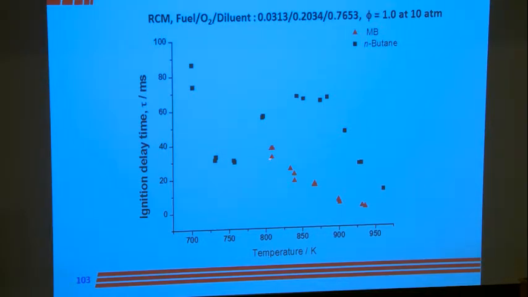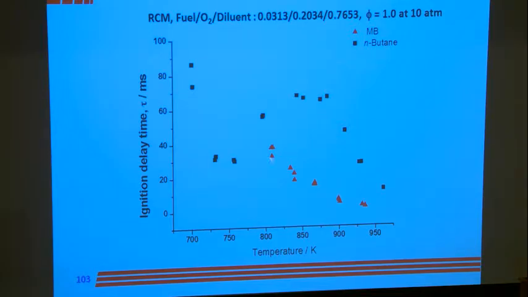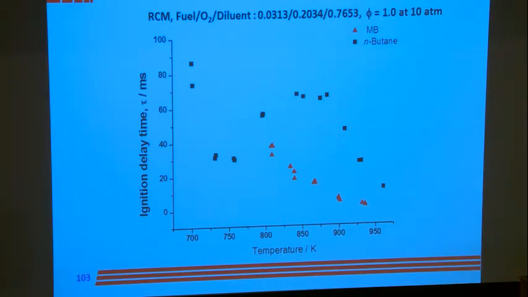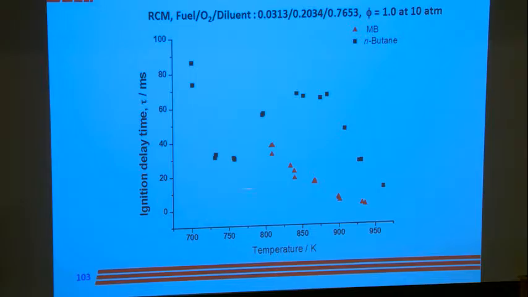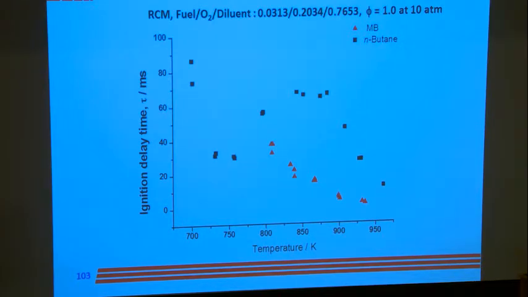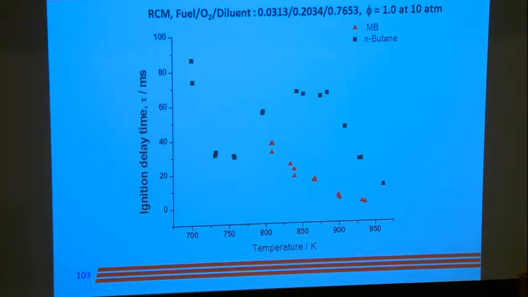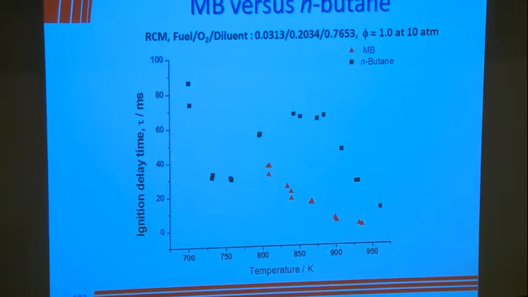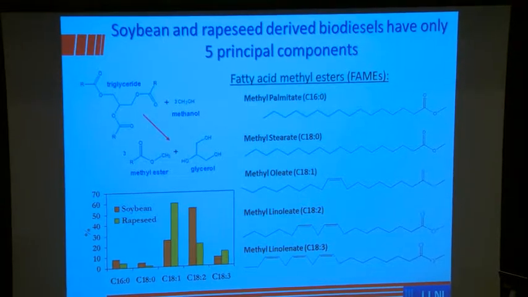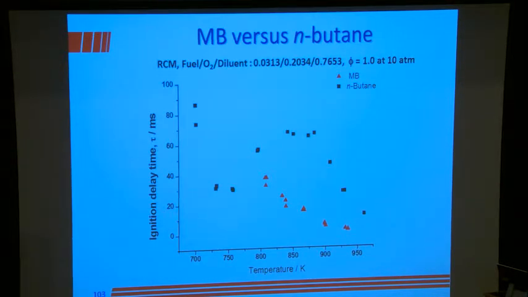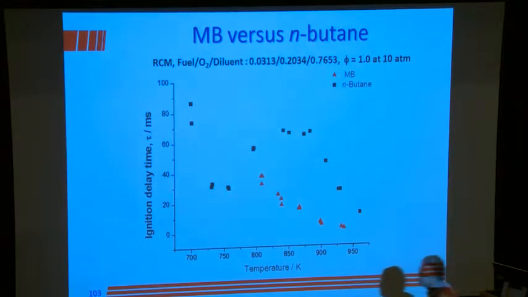So you can see actually here in the NTC region, because we're not getting the decrease in reactivity due to the propagation versus branching, and that low temperature chemistry dominating things, that methyl butanoate is faster than N-butane at this temperature, and actually at all these temperatures here, which is strange. But it's not showing any NTC behavior, and it's quite a bit different in reactivity to the alkane. So these esters are different from the alkane. So what's happening? And I'm actually missing some slides on this.